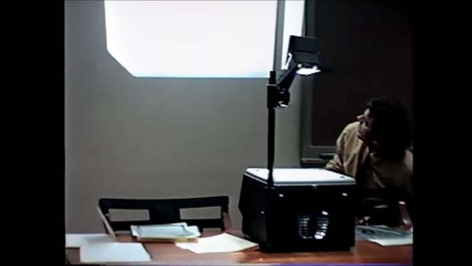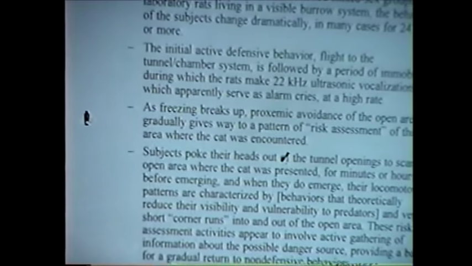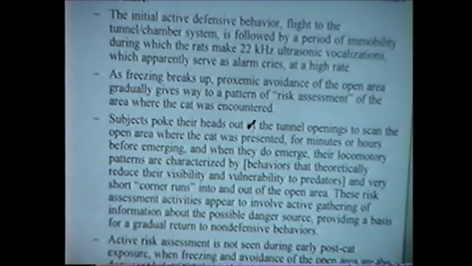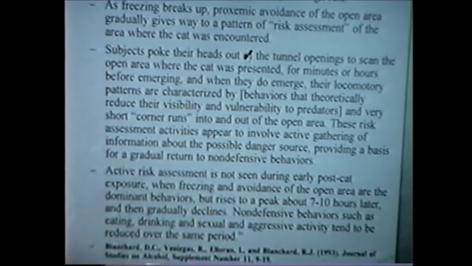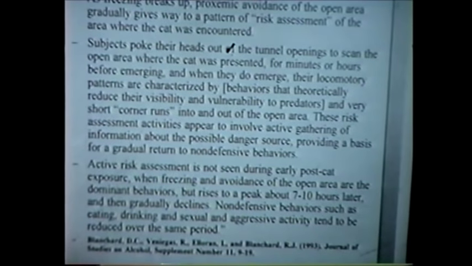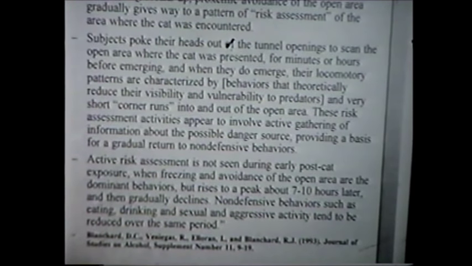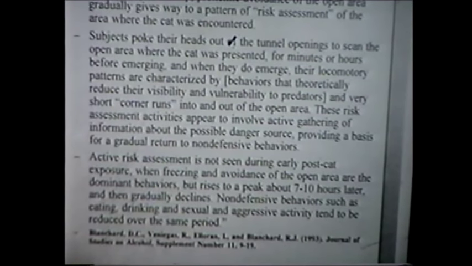They run back, and as their anxiety recedes, their curiosity starts to predominate. So they go back to the open area. Subjects poke their heads out of the tunnel openings to scan the open area where the cat was presented for minutes or hours before emerging. So they're like watching. This is new territory now. There is not supposed to be a cat there, so let's just see what happens. So they're watching and watching and remapping the territory.